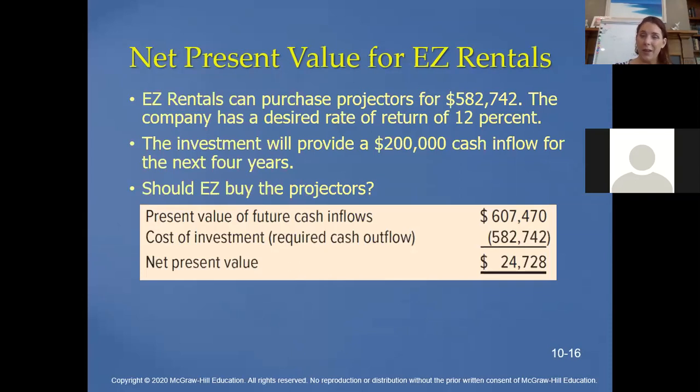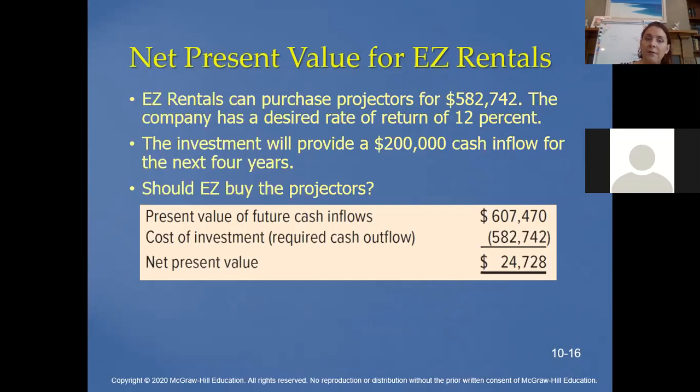The present value of that $800,000 is $607,470. Okay. The cost of your investment is going to be $582,742. So you have a positive present value. As long as you have a positive present value, that is a decision that you should purchase that. You're going to make income from that piece of equipment or project or whatever it happens to be.